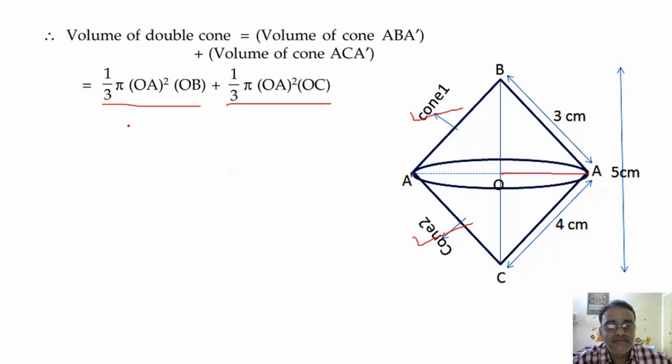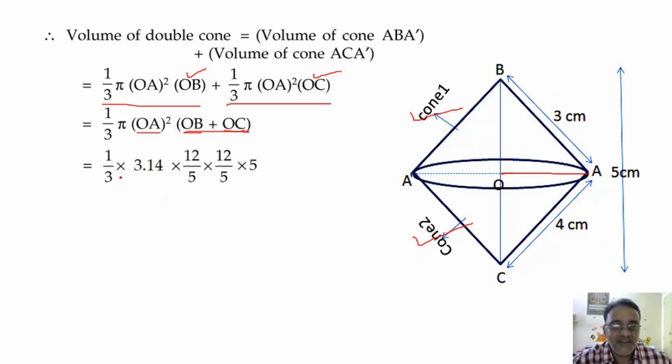Now what is the common between these two? 1 by 3 pi OA square. Right, if we take common, what we will get? OB here and OC here. So OB plus OC we will get. Okay, now we'll substitute. OA is 12 by 5 and OB plus OC, sorry, OB plus OC is nothing but BC, this is 5 only.